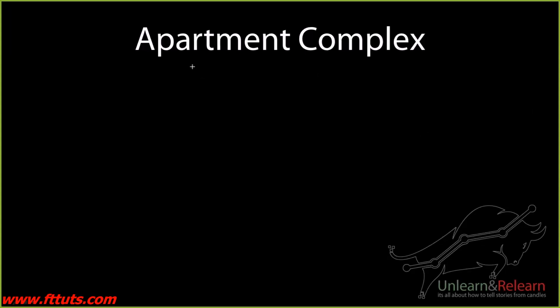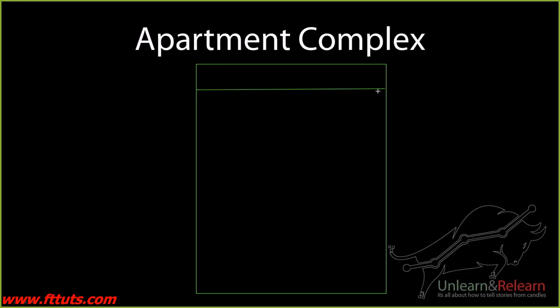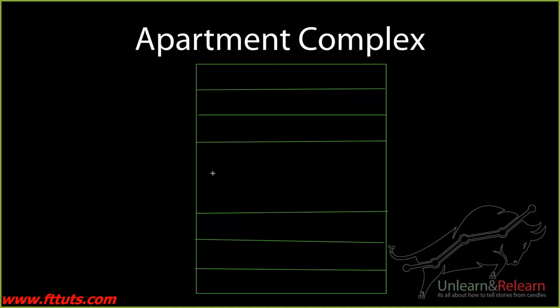So apartment complex. Let's say you have an apartment complex right over here. And let's say this is your apartment right here, right? In this apartment, you have different levels. So you have one level up over here. You have another level down over here. And then you have a second level. And then you have a third level. And then you have another level, and then you have another.